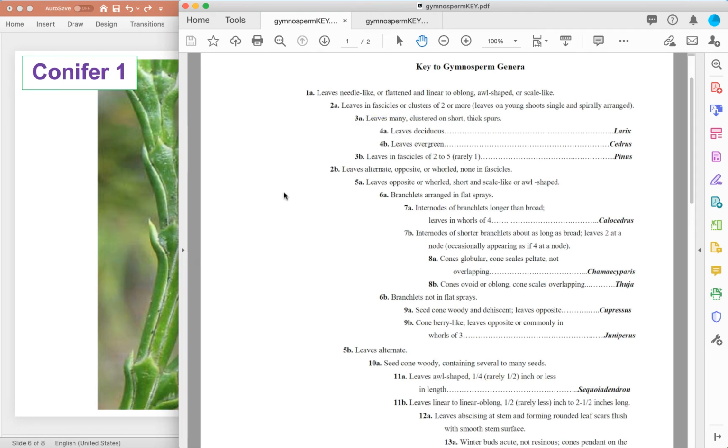So again, we're not going in numerical order here. Since we picked 2B, we're not going up to 3A and 3B. No, we're actually going just below whatever is under 2B, which apparently is 5. We've got 5A and 5B. So let's choose that now. Leaves opposite or whorled, short and scale-like or awl-shaped, versus 5B, leaves alternate.